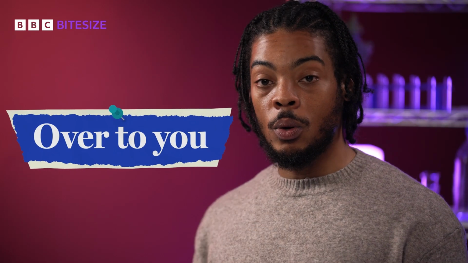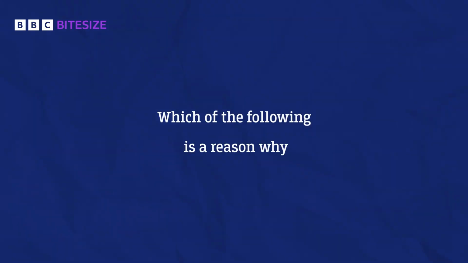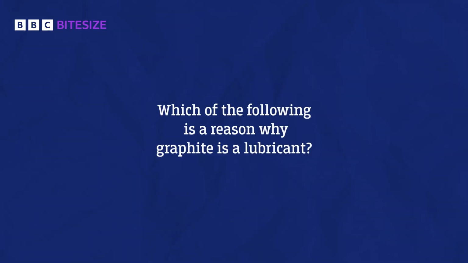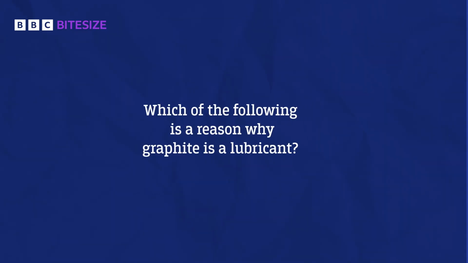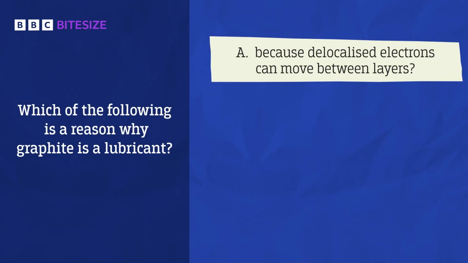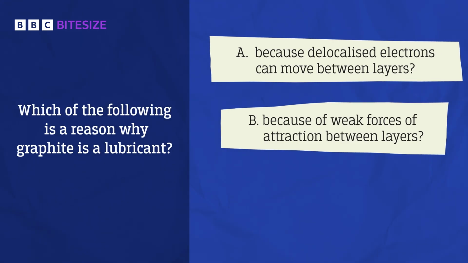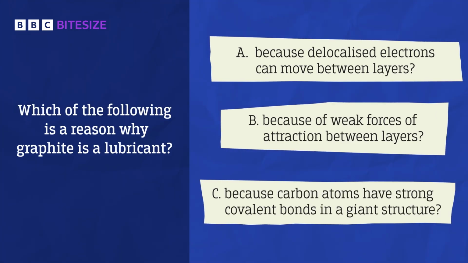Now it's over to you. I've got a quick question for you. Which of the following is a reason why graphite is a lubricant? Is it A, because delocalized electrons can move between layers? B, because of weak forces of attraction between layers? Or C, because carbon atoms have strong covalent bonds in a giant structure? You can pause while you have a little think.